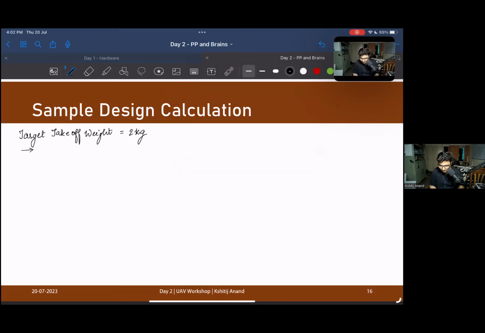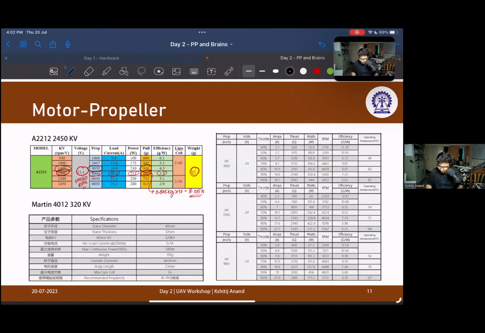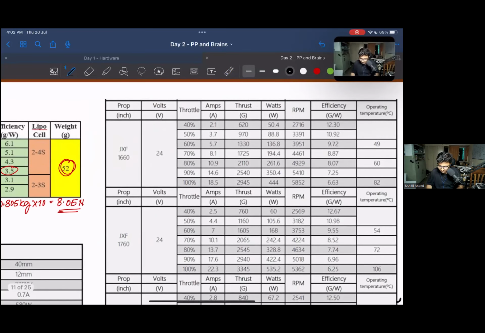We have already selected our motor propeller combination. Okay. Let's use the Martin motor. So we look at the Martin motor and what is the thrust? We want that roughly at around 50% throttle, I should be able to have 1 kilogram of thrust. So at 50% throttle, I'm looking at thrust. So this is 620, 970, 1330. So I'll go with 970 and 50%. So this is awesome. 1660.